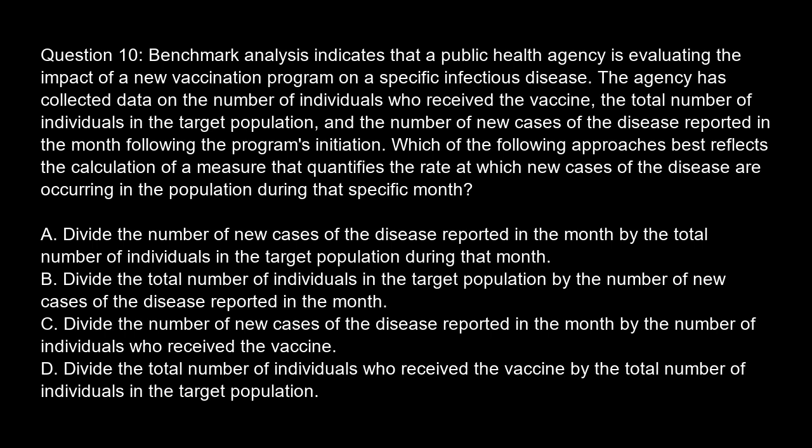Option A. Divide the number of new cases of the disease reported in the month by the total number of individuals in the target population during that month. Option B. Divide the total number of individuals in the target population by the number of new cases of the disease reported in the month. Option C. Divide the number of new cases of the disease reported in the month by the number of individuals who received the vaccine. Option D. Divide the total number of individuals who received the vaccine by the total number of individuals in the target population.